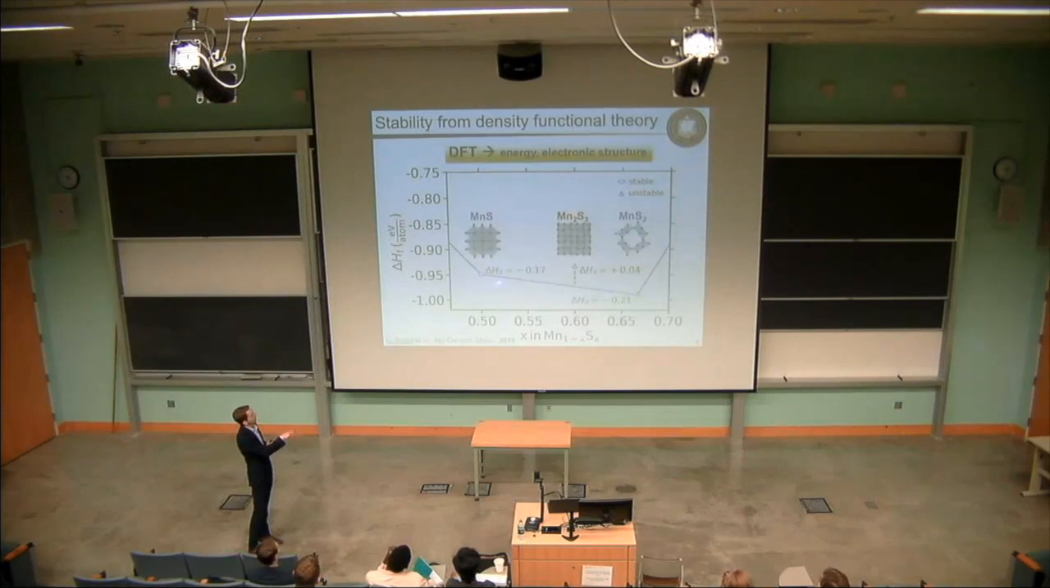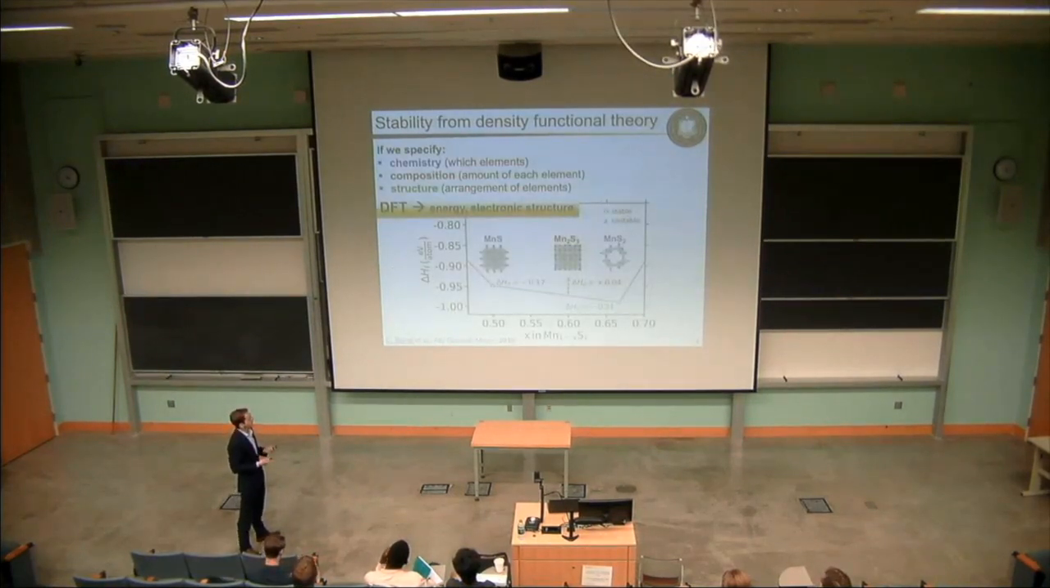If a point lies on this convex hull in this energy composition space, then it's thermodynamically stable, and so it's likely that we'll be able to make this structure if we perform synthesis. Conversely, if it's above the hull, shown by this red triangle, then it has some thermodynamic driving force for instability or decomposition into these thermodynamically stable phases. And so this is generally how we think about material stability in the context of density functional theory.